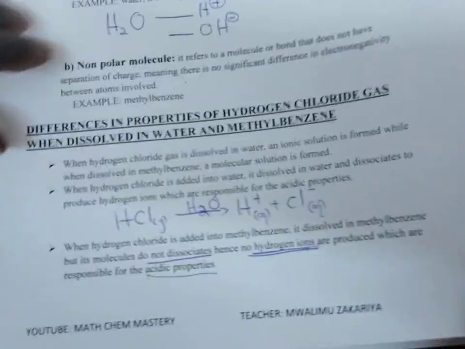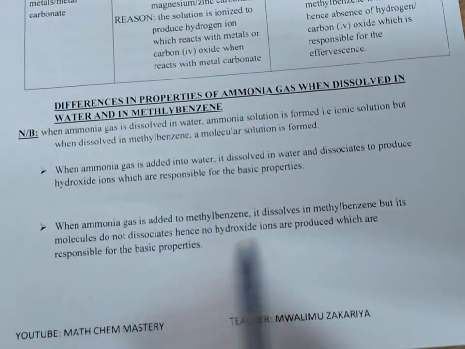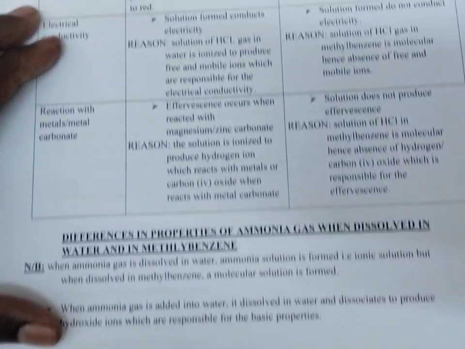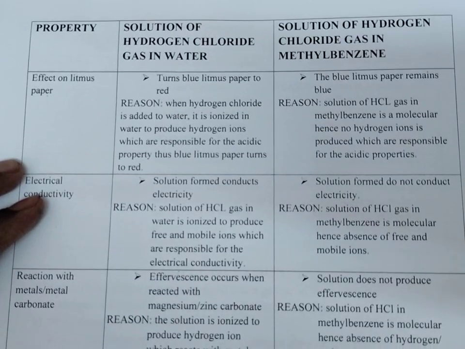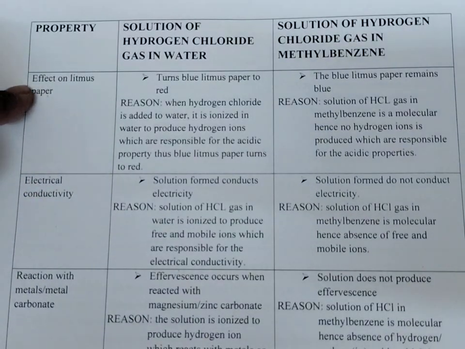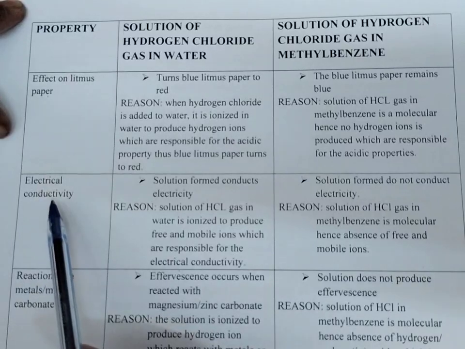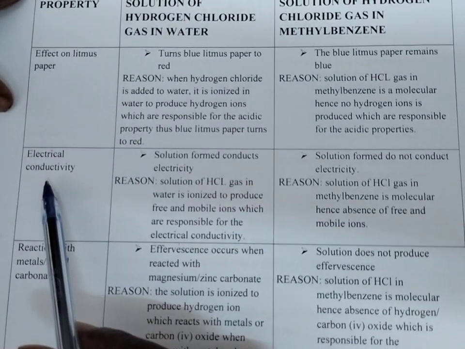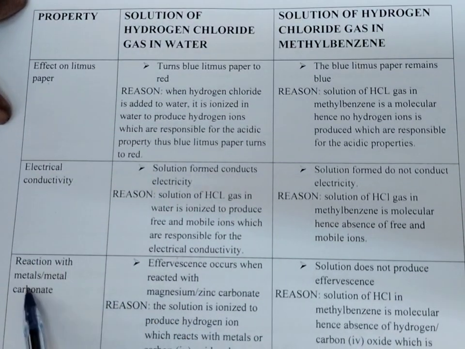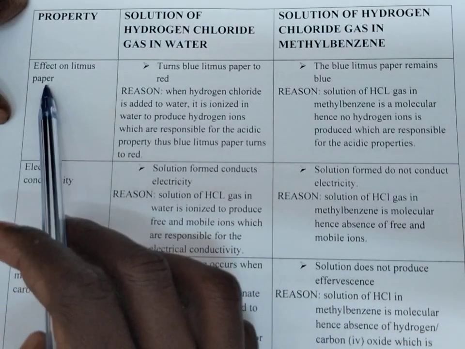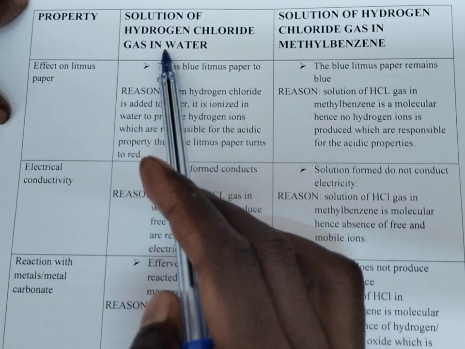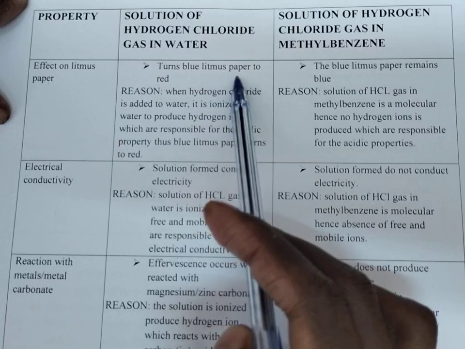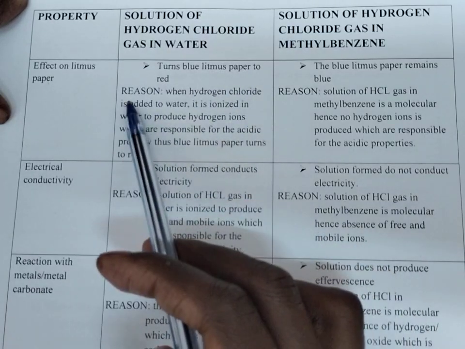Let's go now to the next. We want to see the properties of hydrogen chloride gas in methylbenzene and in water. First, we want to see the effect on litmus paper. Another is electrical conductivity. Another is the reaction with metals or metal carbonates. One, the effect on litmus paper. What happens when hydrogen chloride gas is dissociated in water? It turns blue litmus paper red. What is the reason?